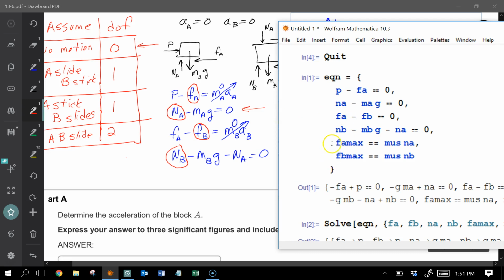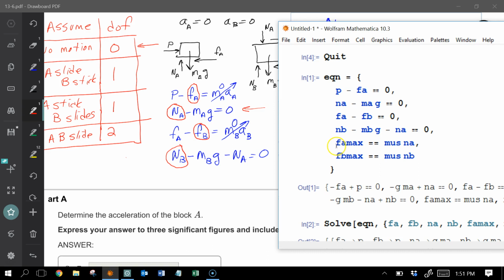The only thing that's different here, that I added, is what the maximum friction force can be on A, and the maximum friction force can be equal to mu s times the normal of A. The maximum B friction could be mu s times NB. Now, to check my assumption, I'm going to solve for the friction of A and the friction of B, and make sure that those numbers are less than or equal to the maximum values. If they are, then I know that my assumption is correct, that I have plenty of friction to hold it in place. If they're invalid, then I know that I've made a mistake.